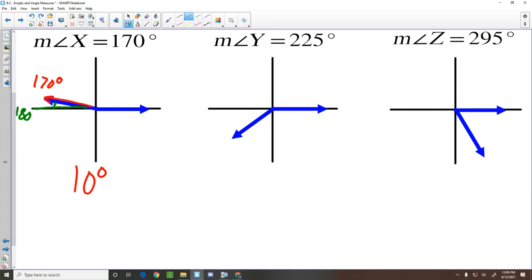For the middle angle, angle Y, I'm going to measure this from the negative x-axis again, which is 180 degrees. And I want to know, how far apart is this 225 degrees from 180? So how far apart is 180 from 225, everybody? It's 45 degrees apart, which you can get just by subtracting those two numbers. So this has a reference angle of 45 degrees.